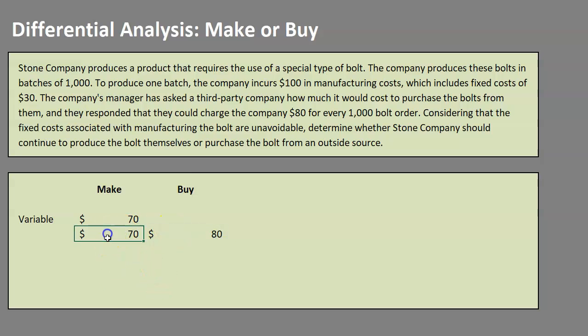Are we going to spend $70 to manufacture the bolt, or are we going to spend $80 to buy the bolt? And that $70 is cheaper, so we are going to want to make the bolt rather than buy it. So take some time to think about those differences between variable and fixed costs. Make sure you understand what the problem is saying when it says that a fixed cost is avoidable or unavoidable. This is going to be very important for understanding these types of problems later on.